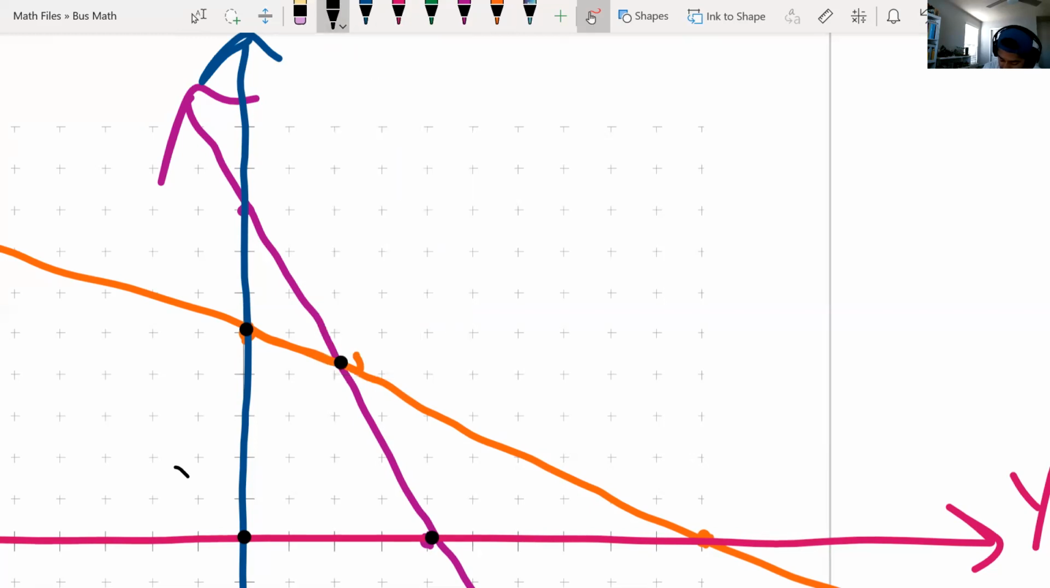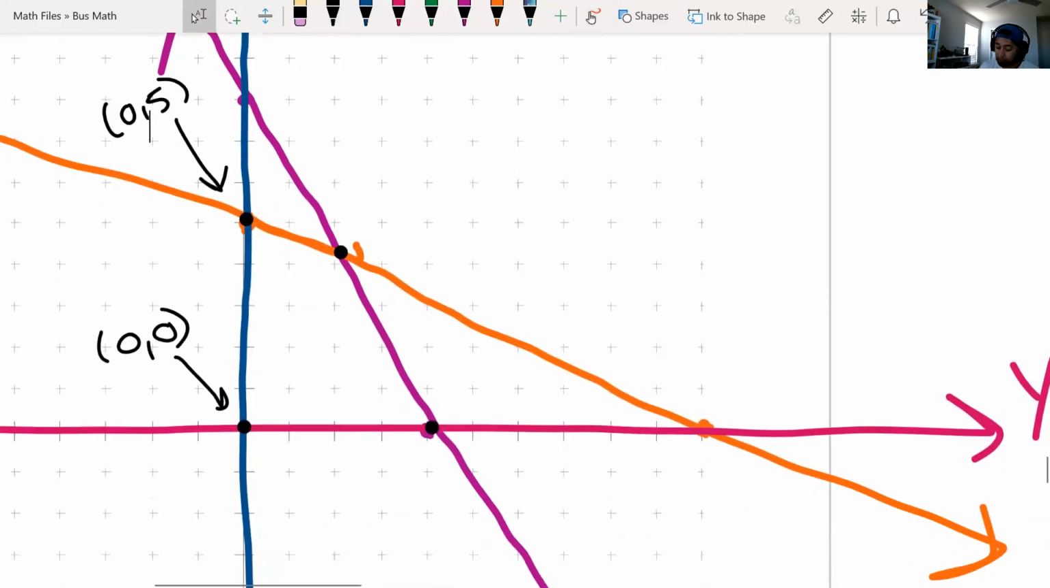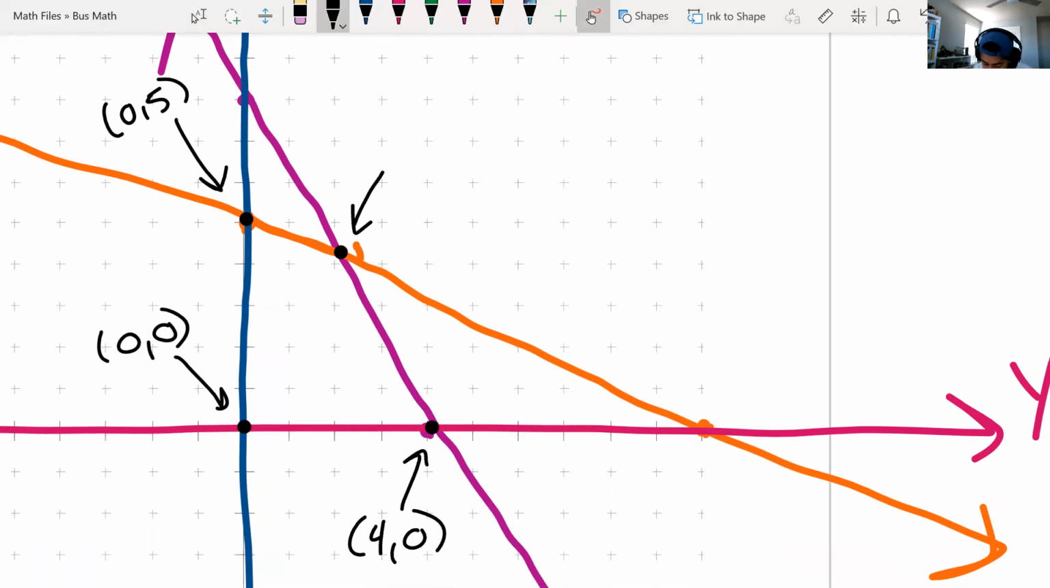And to label that, I have 0, 0. And then I have 1, 2, 3, 4, 5, 0, 5. And this one is 1, 2, 3. That one's 4, 0. And if you drew your graph really nicely, then this one should be 2 and 4. 2, 4, I believe.